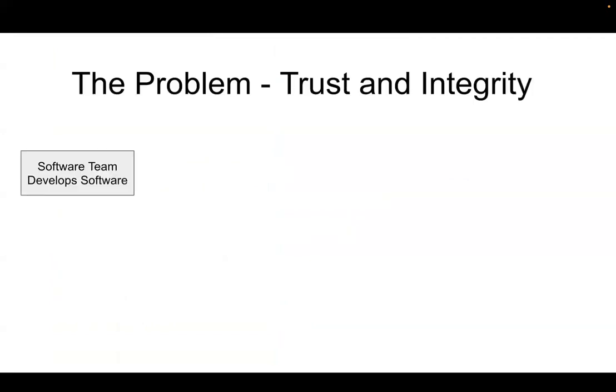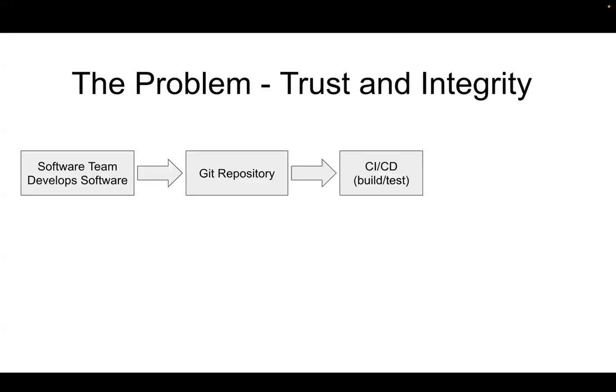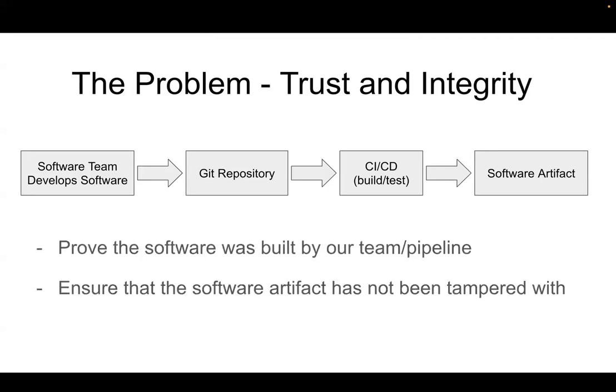So the problem is really about pipeline, how we create software. We throw it into a Git repo. We then have a CI/CD build and testing. And then after that, we will have some sort of software artifact that we give out to our end users, or they just download it from GitHub. So it might not be quite like this. The problem is really around the integrity in a distributed environment.